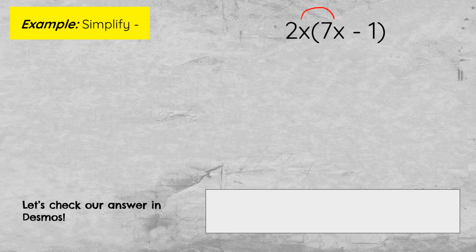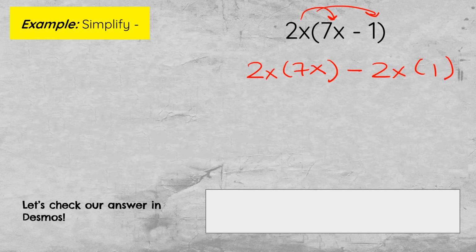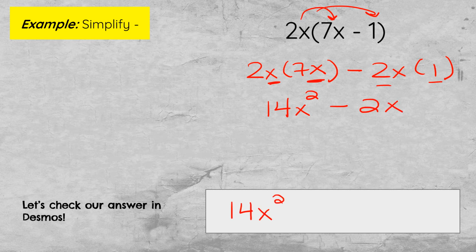Same thing here. This 2x is going to distribute with 7x. And 2x is going to distribute with 1. Now remember, 2 times 7 is 14, but if I'm doing x times x, that's going to actually be x to the second. Here we have 2 times 1, and then x. Our final answer is 14x squared minus 2x, since these are not like terms.